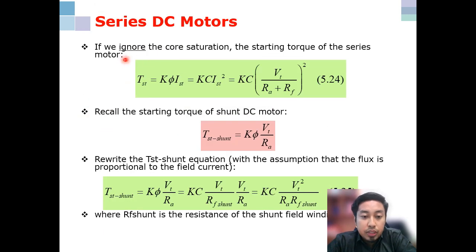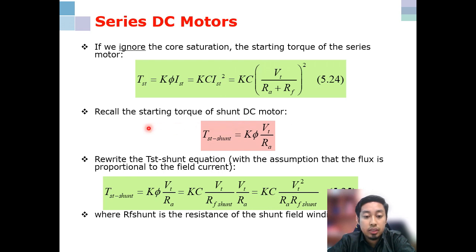If we ignore the core saturation, the starting torque of the series motor is equal to kV times the starting current, which is kc times the starting current squared. Then just replace the value of the starting current, which is Vt over Ra plus Rf, to produce equation 5.24. I want all of you to jot down this equation.